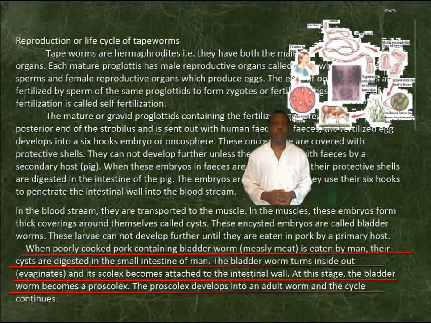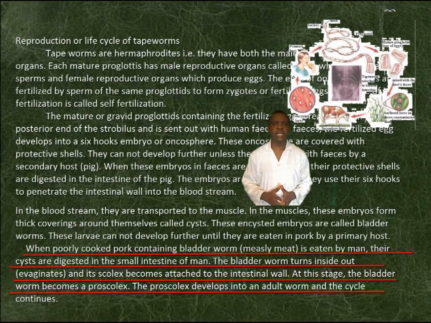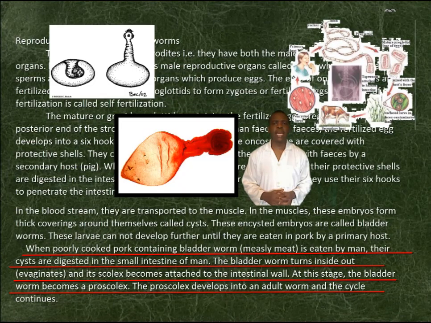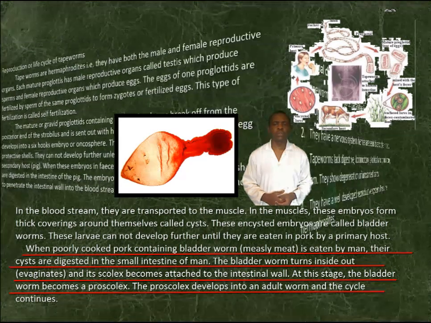When poorly cooked pork containing bladder worm, called measly meat, is eaten by man, their cysts are digested in the small intestine of man. The bladder worm turns inside out, that is, evaginates, and its scolex becomes attached to the intestinal wall. At this stage, the bladder worm becomes a proscolex. The proscolex develops into an adult worm and the cycle continues.